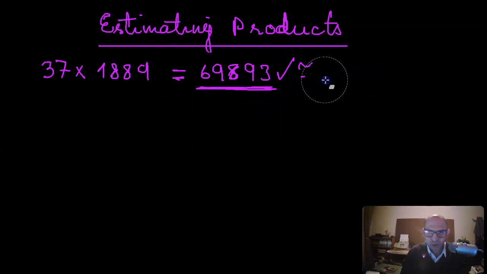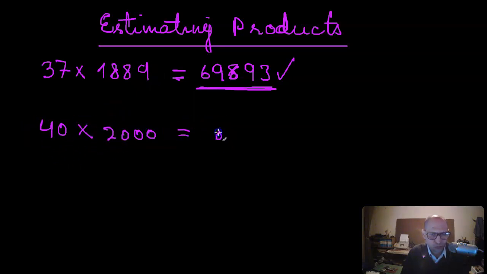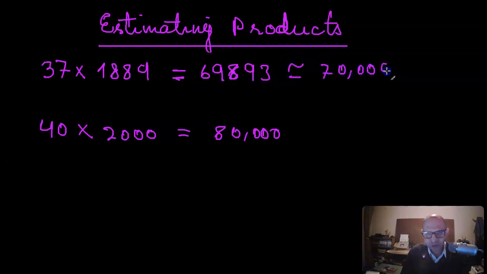Now, you're not actually sure that the answer is the correct answer. So to quickly check whether your answer is right or not, you can round your numbers. For example, round this number to the tens place value and it becomes a 40, and round this number to the thousands place value and it becomes a 2000, and then do the calculation. 2 times 4 is equal to 8, and then you have 4 zeros over here, so you have 80,000. And the answer that you got is very close to 70,000. So 80,000, 70,000, there is not much difference.